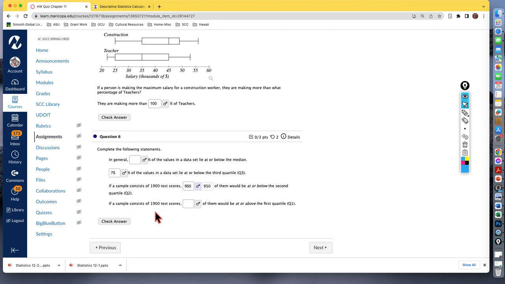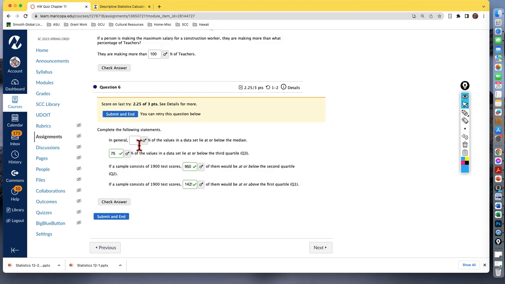And then if a sample consists of 1,900 test scores, blank of them would be at or above the first quartile. So how many is above the first quartile? 75. Good. 25% is below, 75% is above. So it's times 0.75 times 1,900, and that tells you the number of pieces of data, which is 1425.